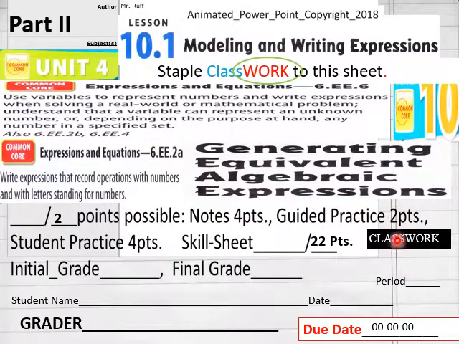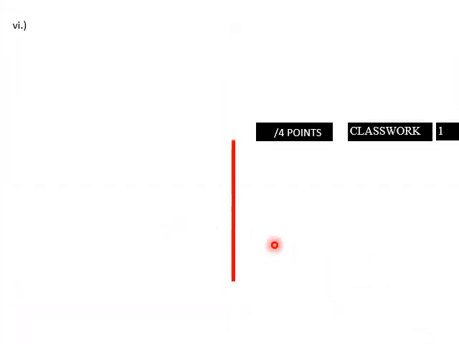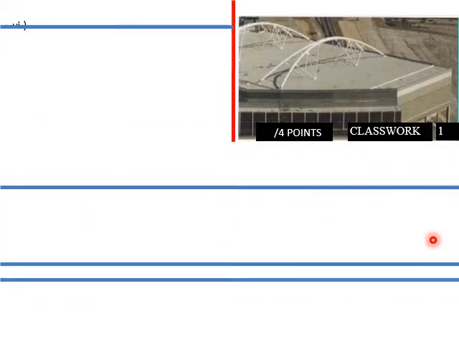And then this is actually our second part of classwork. There is no homework here. Yay, no homework. For 10.1, modeling and writing expressions, this is another classwork assignment, teachers. Expressions and equations: write expressions that record operations with numbers and letters standing for numbers. So we have 22 points in this part, with 2 points taking. So here's classwork.